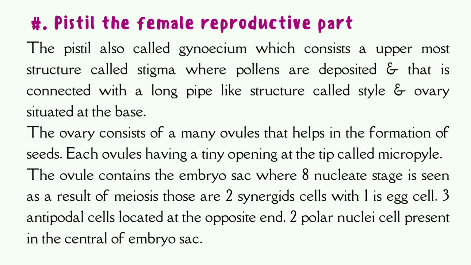The ovule contains the embryo sac, where a nucleate stage is seen as a result of meiosis, and those are 2 synergid cells with 1 egg cell and 3 antipodal cells located at the opposite end, and 2 polar nuclei present in the center of the embryo sac.